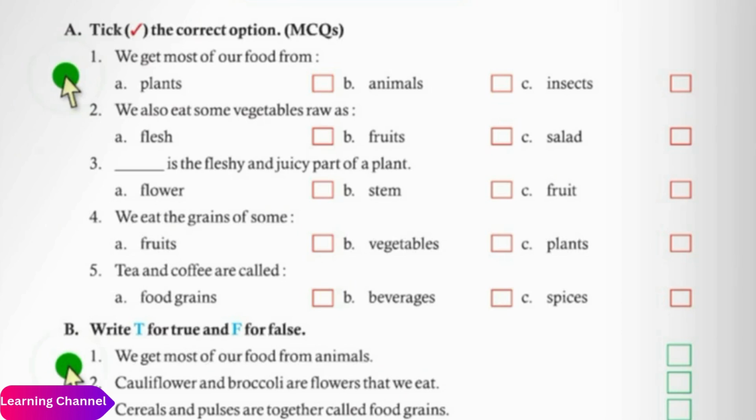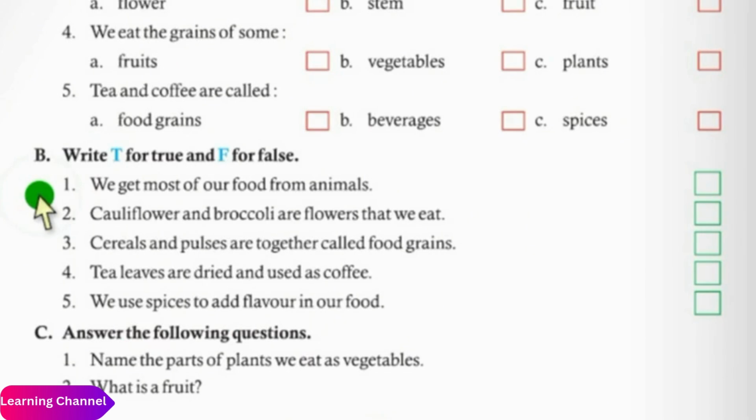4. We eat the grains of some A. fruits, B. vegetables, C. plants. The answer is C. plants. We eat the grains of some plants. 5. Tea and coffee are called A. food grains, B. beverages, C. spices. The answer is B. beverages. Tea and coffee are called beverages.